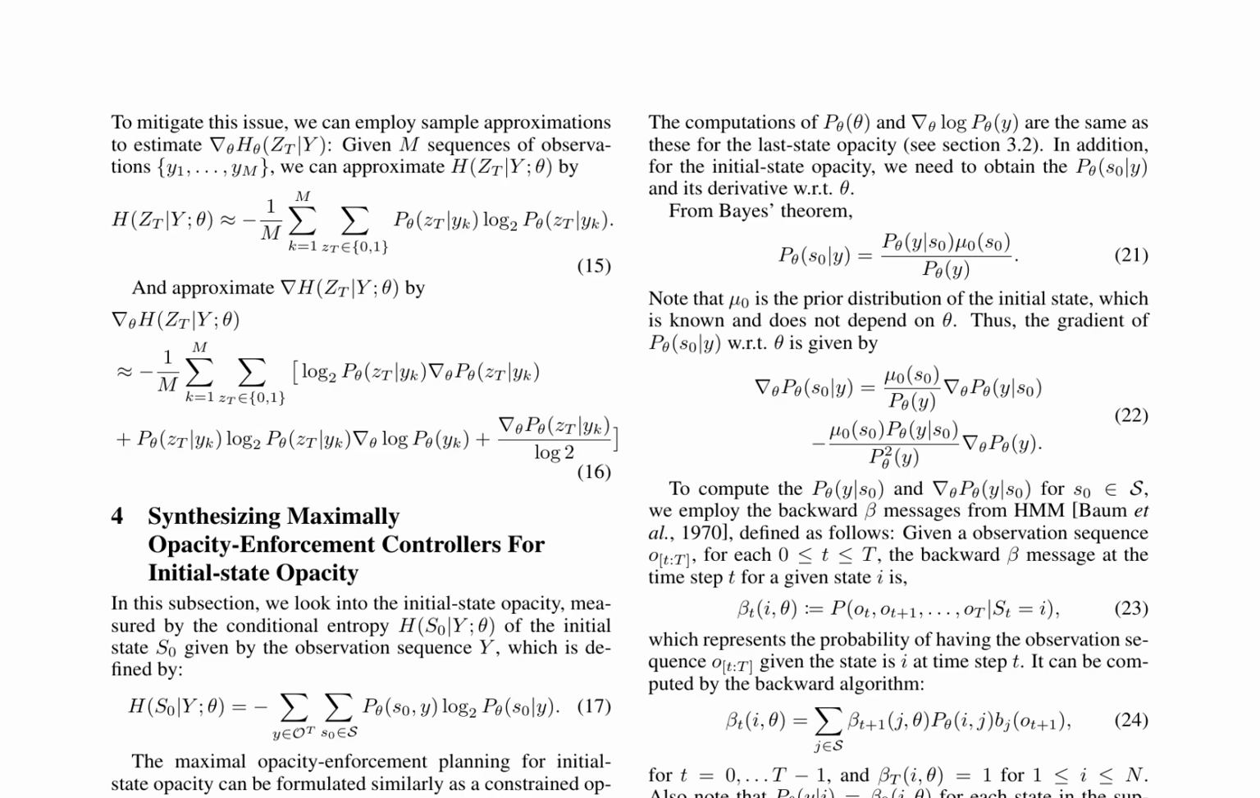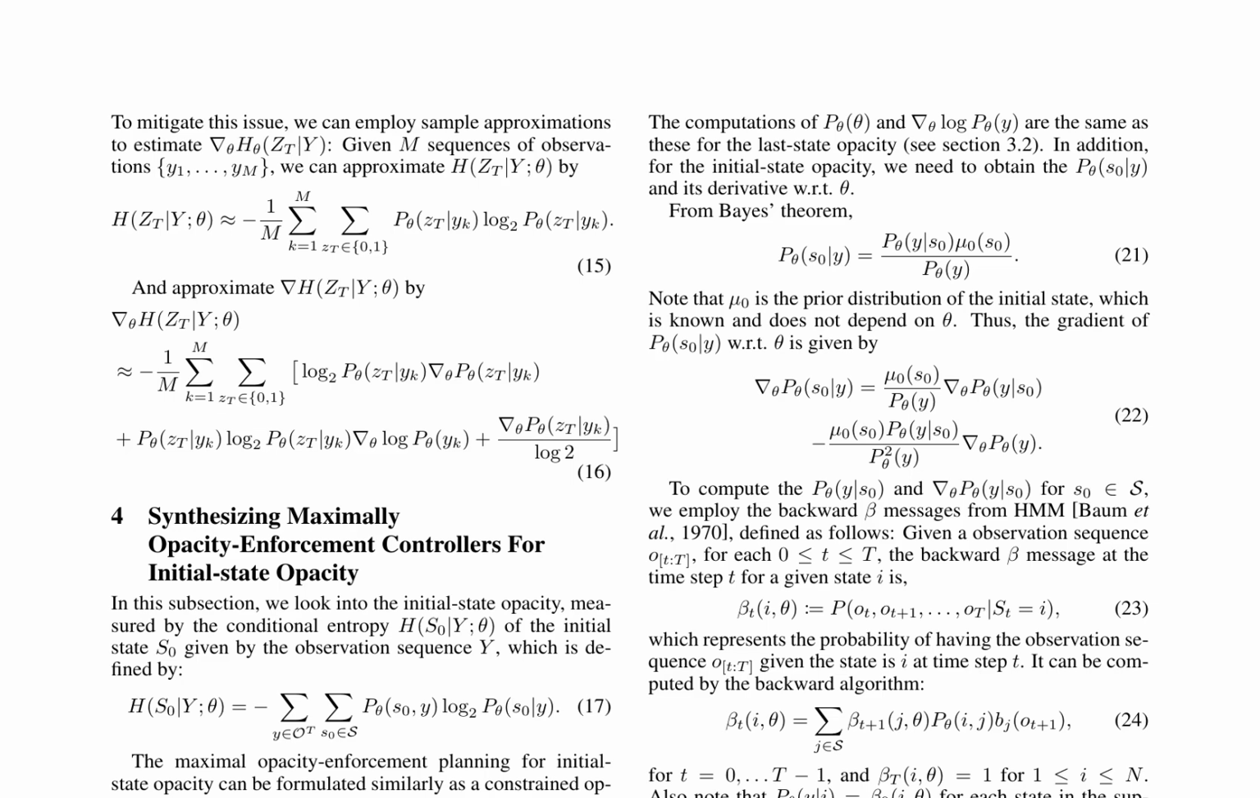To estimate the gradient of conditional entropy, a sample approximation method is employed, approximating the conditional entropy H(ZT | Y; theta) as the negative sum of probabilities of ZT given Y_k, weighted by the logarithm of these probabilities. Similarly, the gradient of the conditional entropy is approximated using the sample approximation.